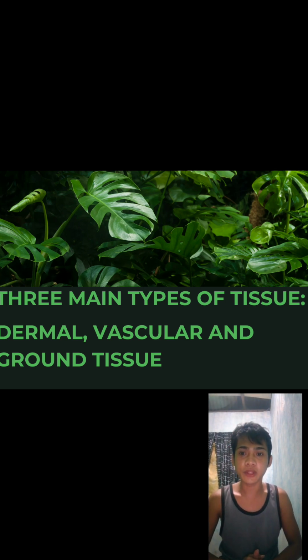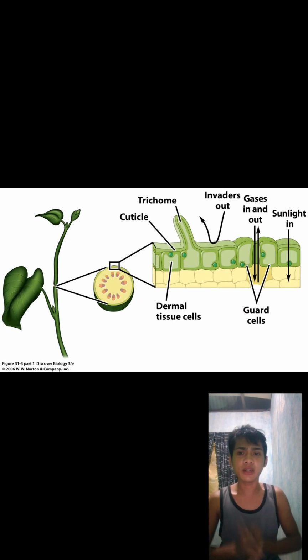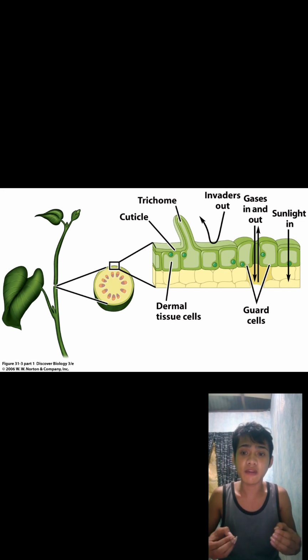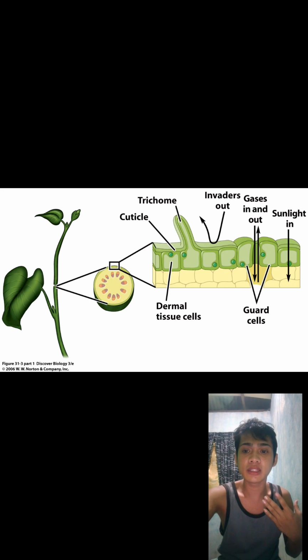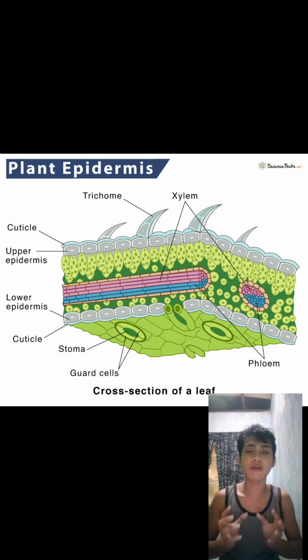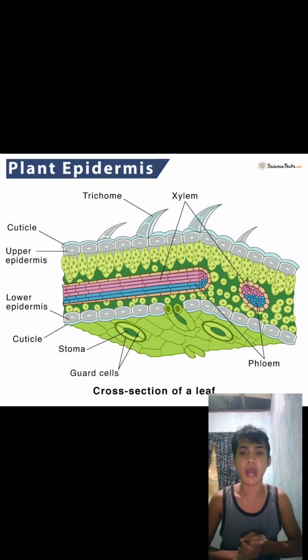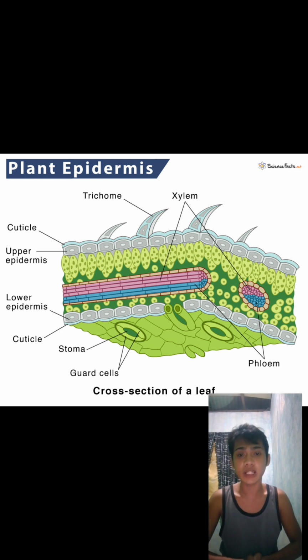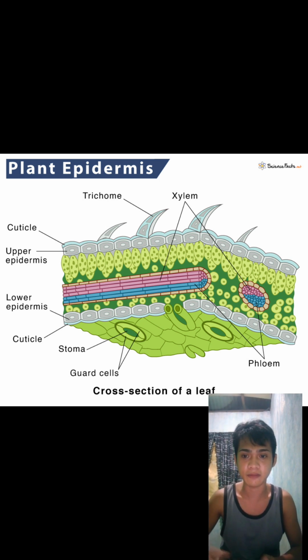So let's start with the dermal tissue. Dermal tissue is like the plant's skin that protects it from the outside world. The outer layer of the dermal tissue is called the epidermis. It is a single layer of cells that helps prevent water loss and keeps out harmful bacteria. Some plants also have a waxy cuticle on top of their epidermis. This cuticle helps them conserve water, especially in dry environments.